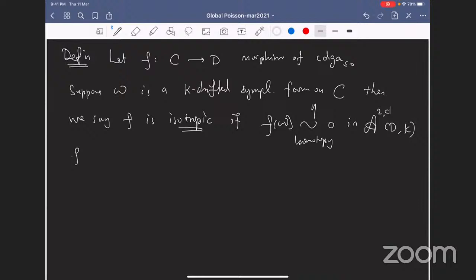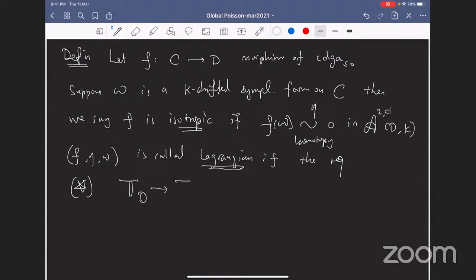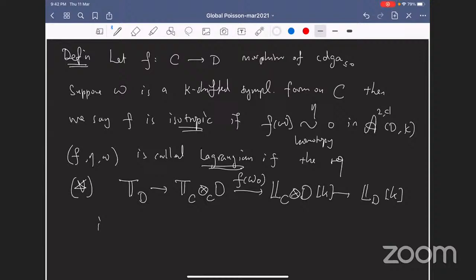We can also define maximal isotropy. So the data is called Lagrangian if the sequence, which we call the sequence star, from the tangent complex of D to the tangent complex of C extended by D, to the cotangent complex of C extended by D, to the cotangent complex of D. Okay, so this middle arrow is exactly given by the restriction, or the pullback, of the form. And these two are the natural maps. And we will require this. So being Lagrangian means this complex, or this triangle, is exact. Or maybe a better way to say that is that it's a homotopy fiber sequence.